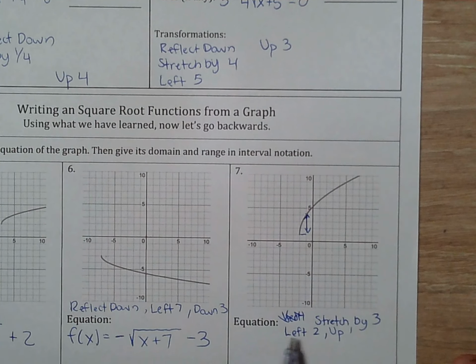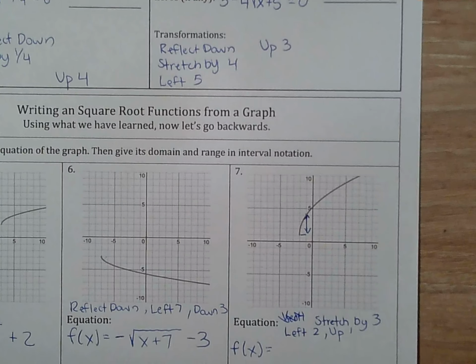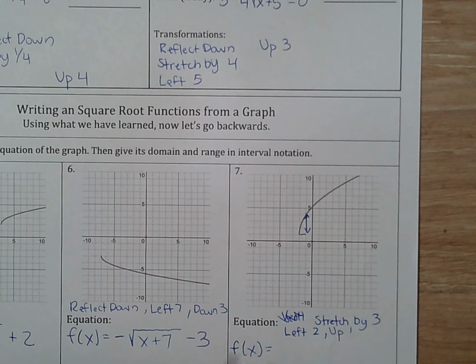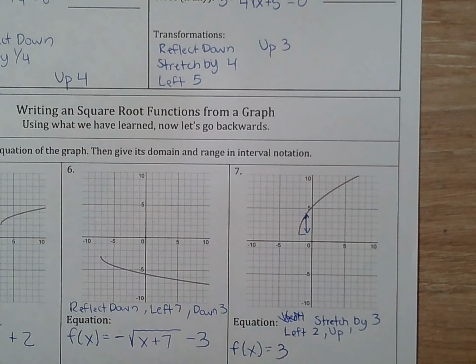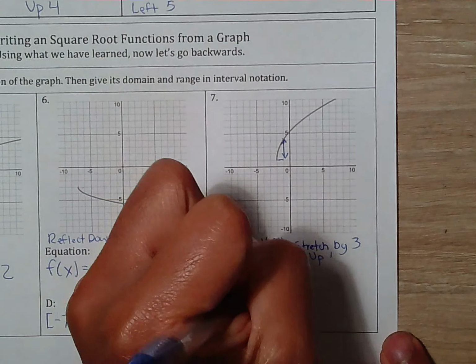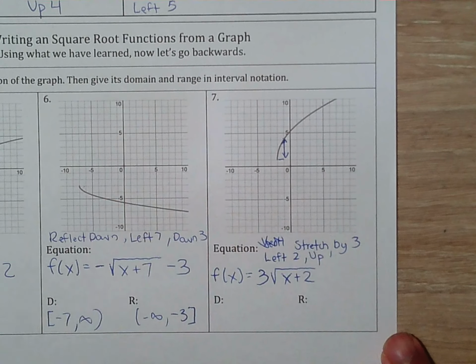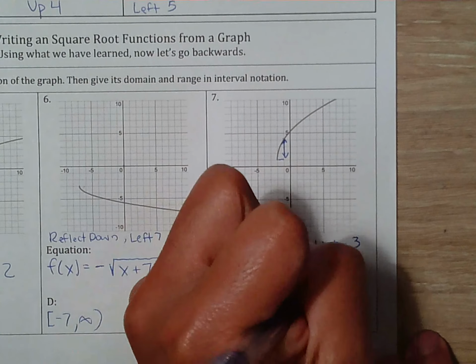All right, so putting those 3 transformations into our equation, we have f of x is equal to, let's see, we stretch by 3, so that's going to be our a value, 3, multiplied by the square root of x. We went left 2, so we say x plus 2. And then up 1, we're going to write plus 1.